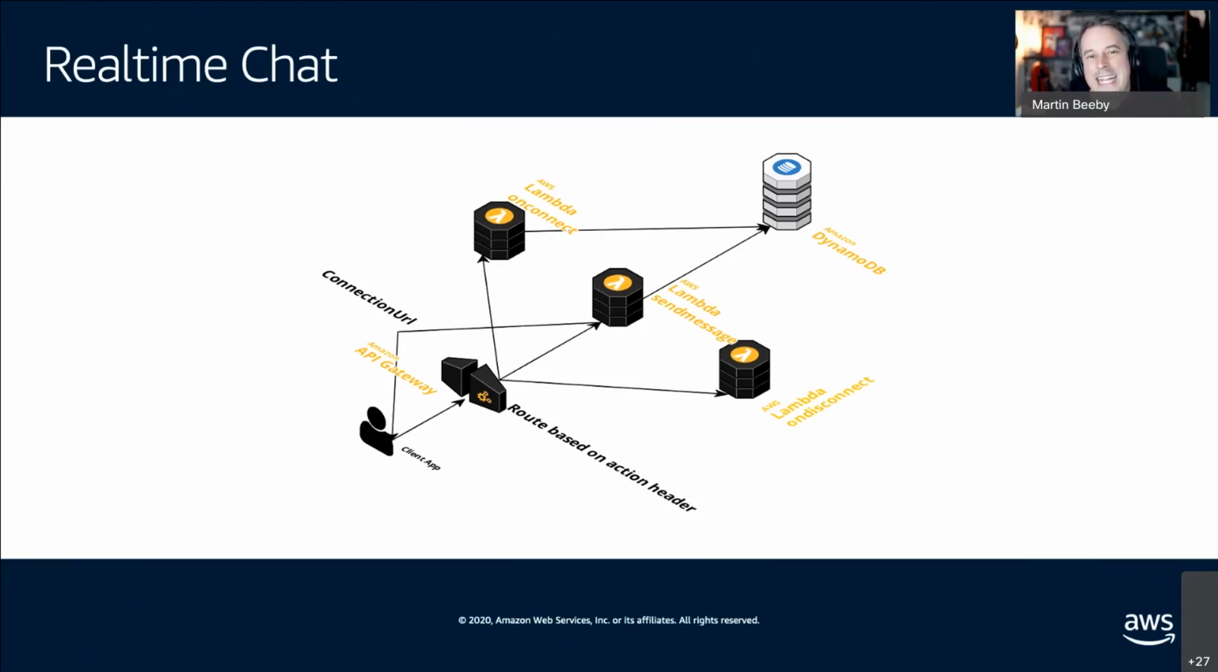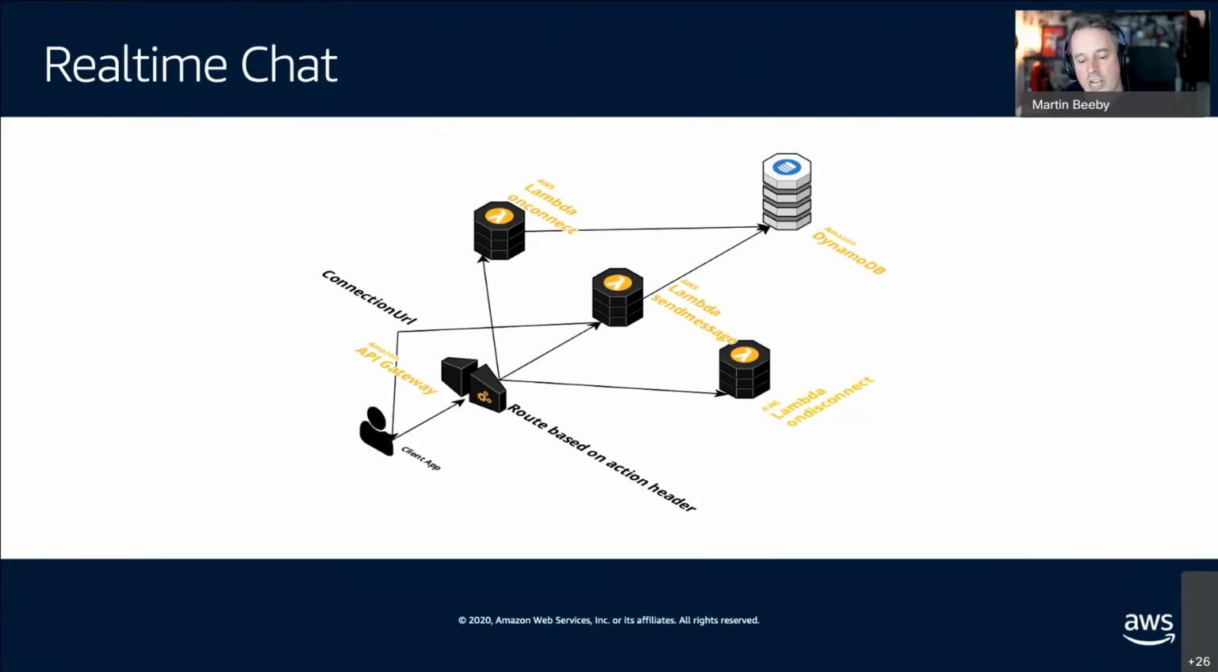Now, when I instantiate a WebSocket communication, the first thing that gets passed by default is onConnect. So it will go to the onConnect Lambda function. My onConnect Lambda function takes the connection ID which is passed to it and stores it in DynamoDB.